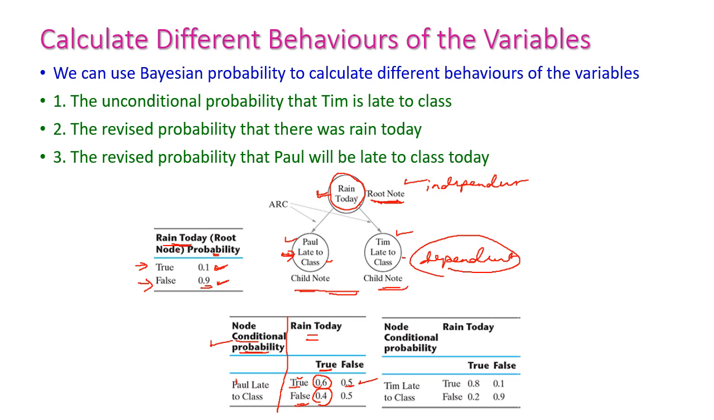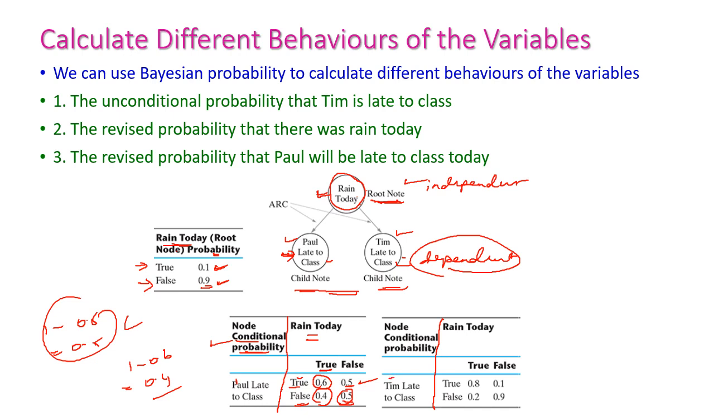How do we get 0.4? 1 minus 0.6 is equal to 0.4. And here both are false. Paul late to class is false and rain today is also false is 0.5. How did we get this 0.5? 1 minus 0.5 is equal to 0.5, right? So simultaneously the next node, Tim late to class, is also a dependent variable.